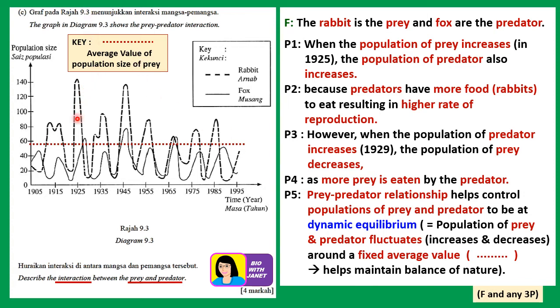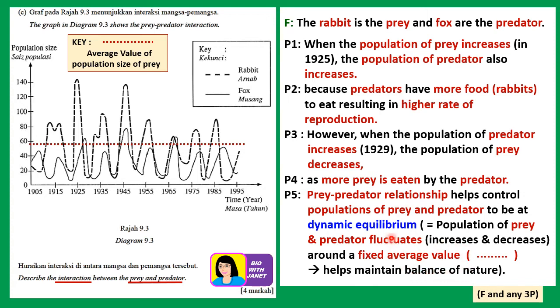So you look at the population of the rabbit, it increases, decreases, increases, decreases, but there is an average value around this part, okay, over which the population of the prey fluctuates, or increases and decreases. So that's called dynamic equilibrium, where the population of prey and also for the predator fluctuates, increases and decreases around a fixed average value. Okay, due to the prey-predator relationship, the prey and the predator both affect each other and affect the population size. So this helps to maintain the balance of nature.